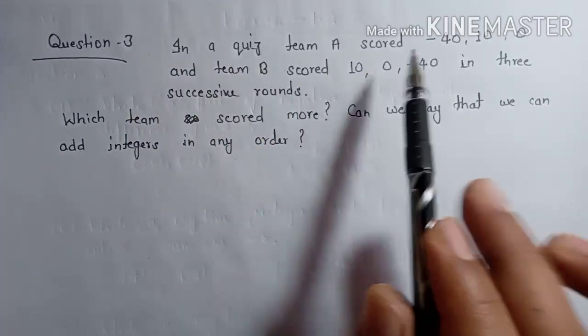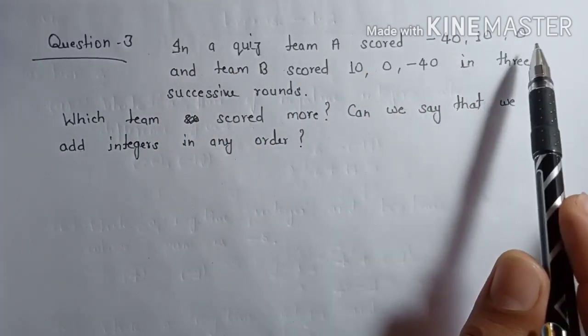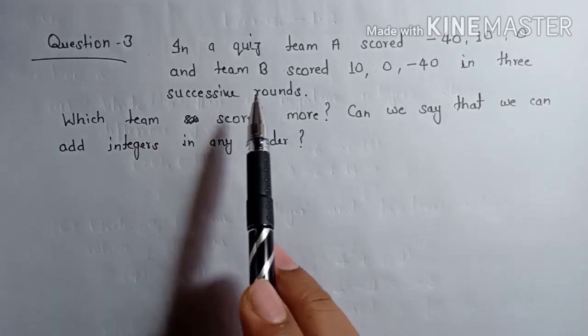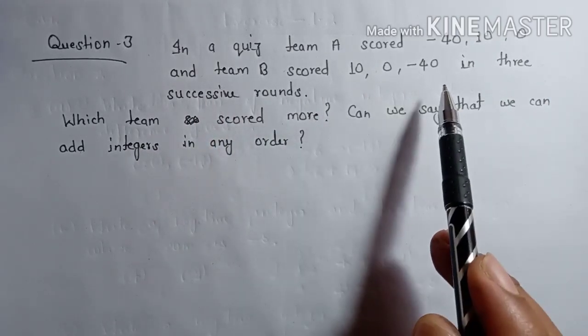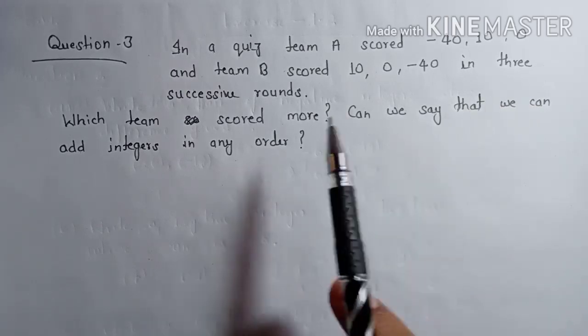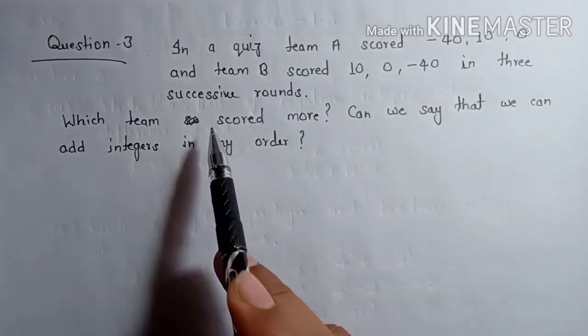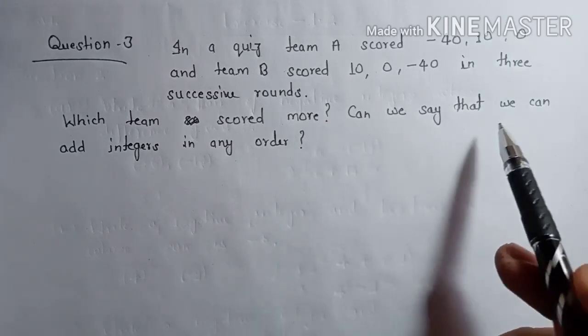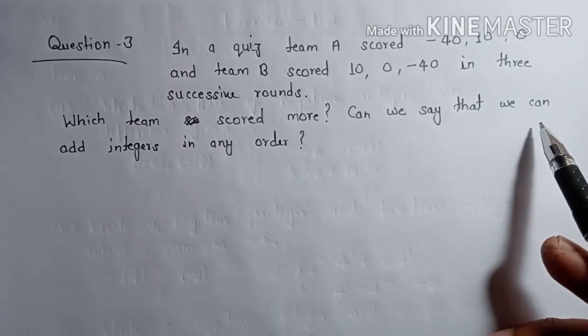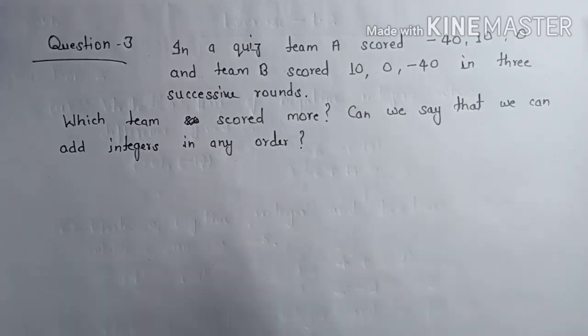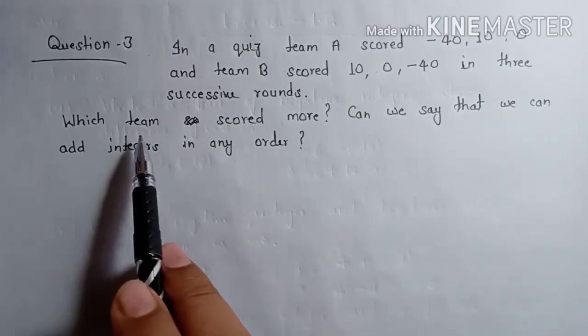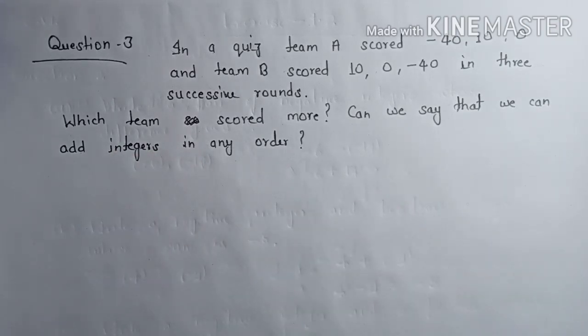Question number 3. In a quiz, team A scored minus 40, 10, 0 and team B scored 10, 0 and minus 40 in 3 successive rounds, meaning back to back rounds. Okay, and which team scored more, and can we say that we can add integers in any order? So let's check first which team scored more.